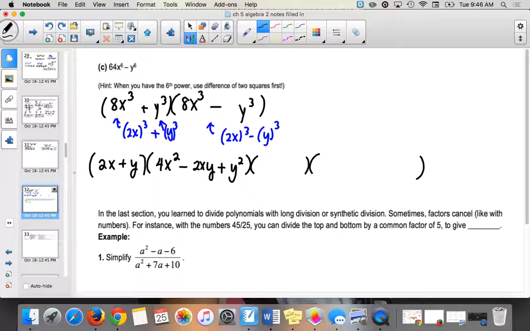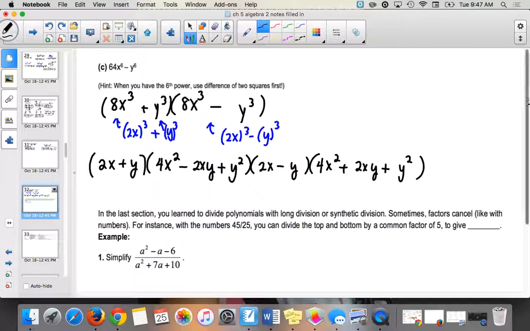And then I do the same thing for the 8x cubed minus y cubed. So it breaks into 2x minus y. 2x times 2x is 4x squared. y times y is y squared. In the middle, I have 2x times y. Same, opposite, always positive. Hard, isn't it? Now, never try to factor the trinomial. When you do the difference of cubes or sum of cubes, this part will not factor. Okay, so you're done there. You don't have to continue that.